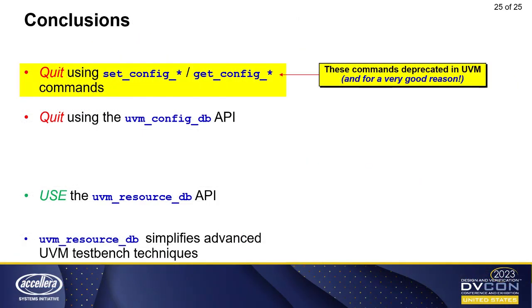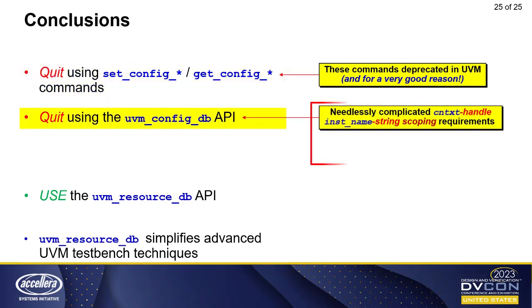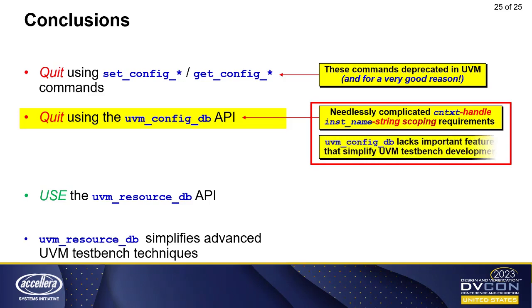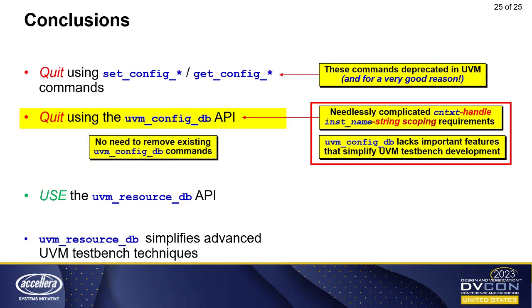So in conclusion, quit using the old OVM style set config, get config commands. Quit using the UVM config DB API. It has a needlessly complicated context handle, inst name, string scoping requirements, and lacks powerful features that simplify UVM test bench development. The good news is that if you have UVM config DB commands in your current UVM test bench, there is no need to remove them.